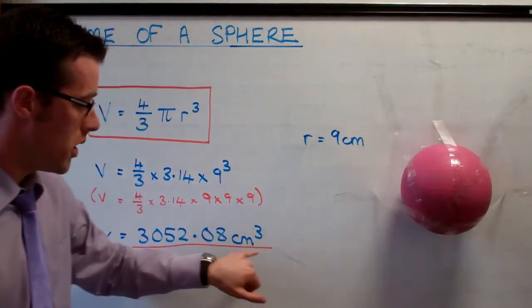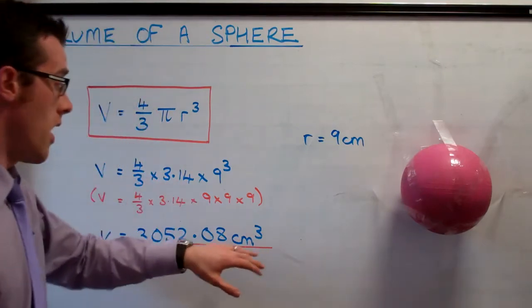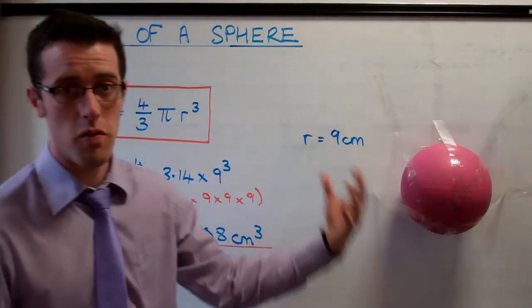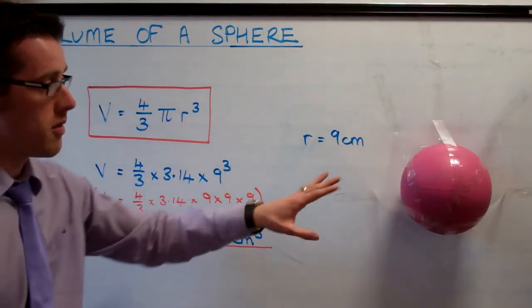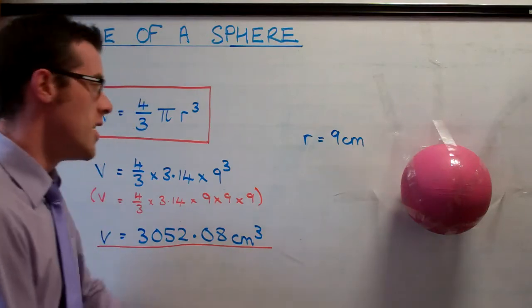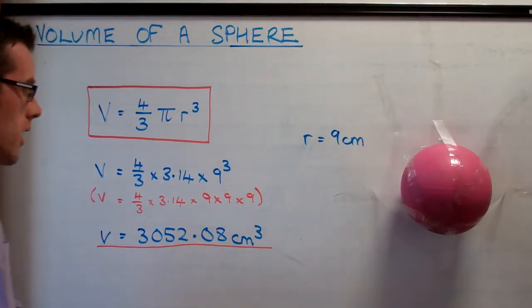So your units should just be whatever the radius is cubed. So if it's metres your radius is given in, then it'll be metres cubed. If it's feet, then it would be cubic feet. If it's miles, then it would be cubic miles, and so on. Okay, so whatever that unit is, you just cube it for that one. Okay, so that's volume of a sphere.